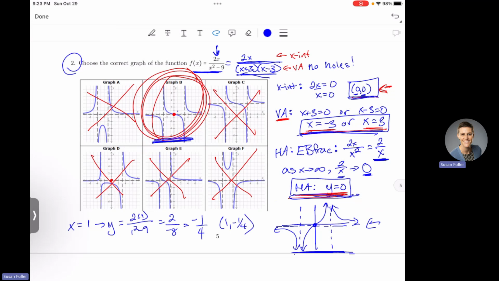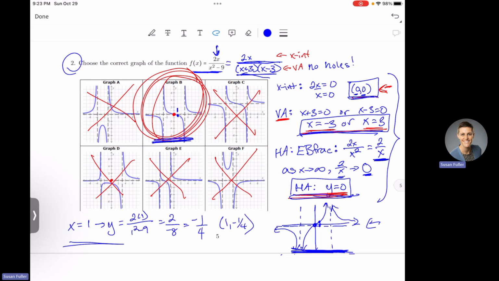And notice here when x equals 1, this graph is below the x-axis. That looks believable to me to have a point at the ordered pair (1, -1/4). But if I come to this one down here, which was my other option, at 1, which is right here, the y value is above the x-axis, which is not right, and I would be able to get rid of that one. So I just wanted to mention there, sometimes you'll need to plug in an additional point if you've got two graphs that are still contenders, even after you find all of this stuff.